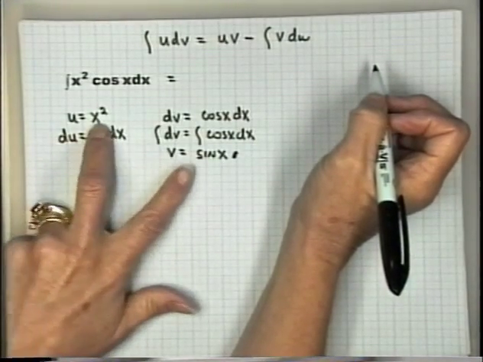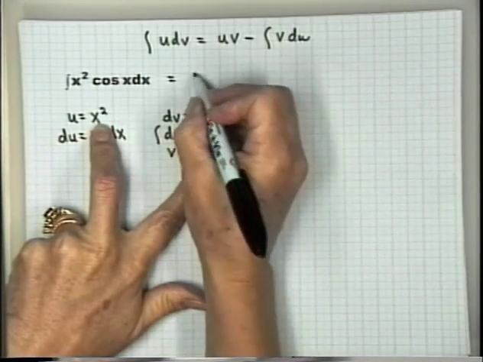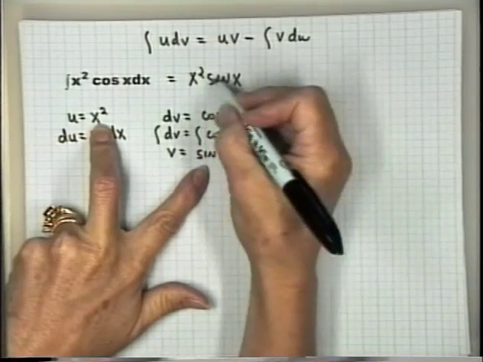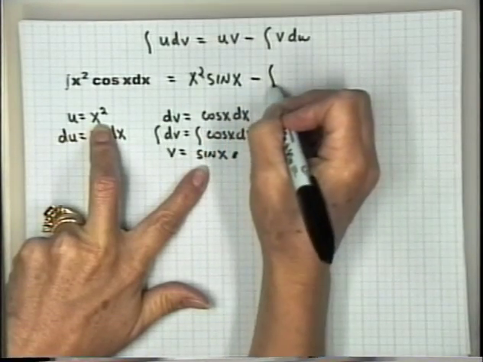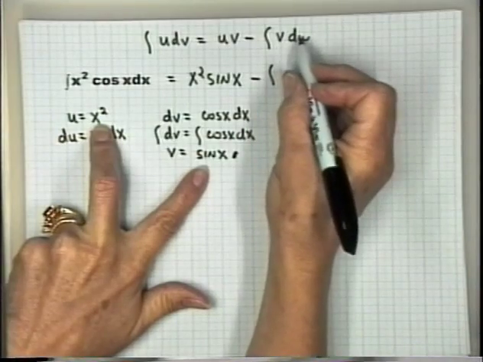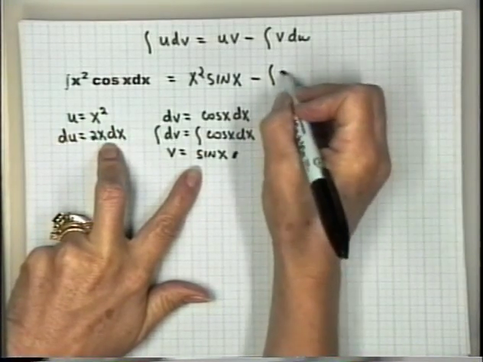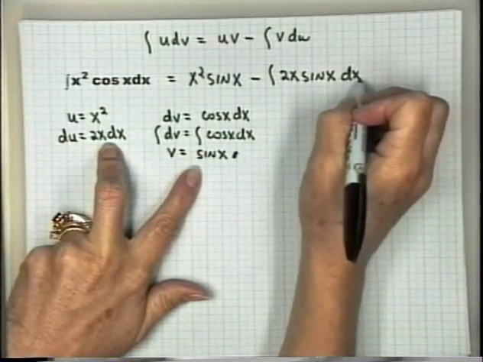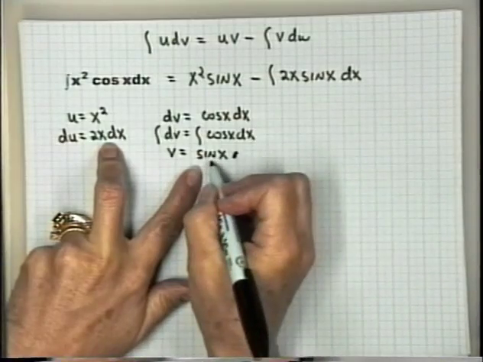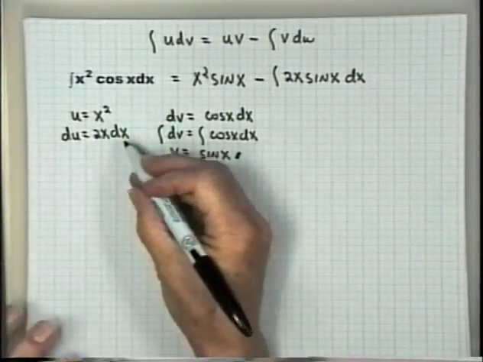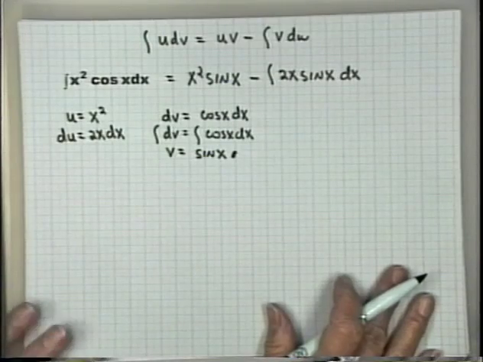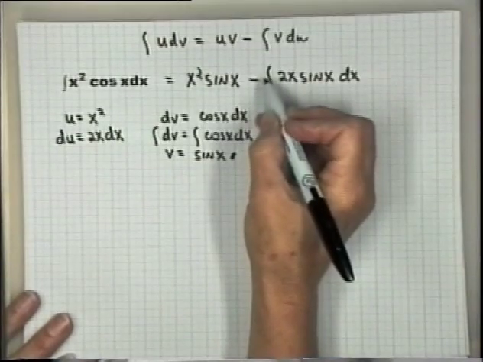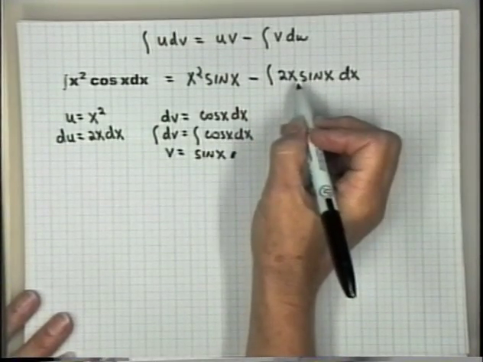So I have u and v. If I multiply those, I have x squared times the sine of x, u times v, minus the integral of v times du. Okay, so I have 2x times sine x times dx. Just remember, we usually write that dx at the end. So multiplying v, sine x, times the 2x dx. Now, if you want to move this 2 out front, since it's a constant, you can do that. I would just as soon leave it there.